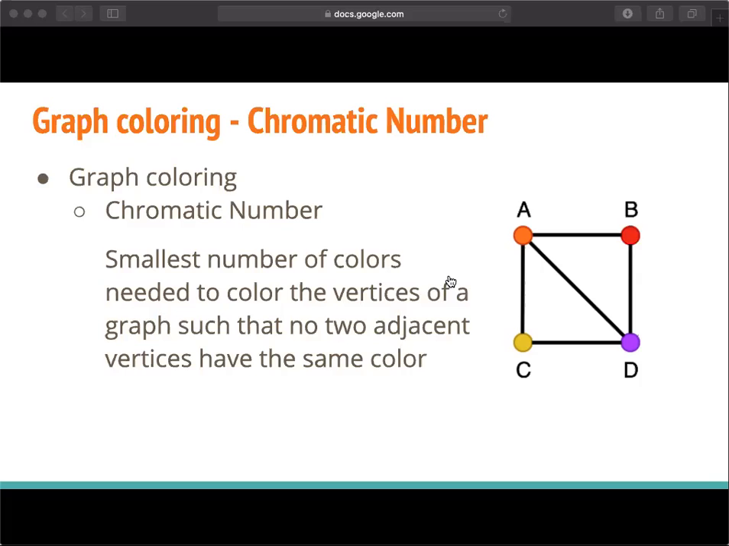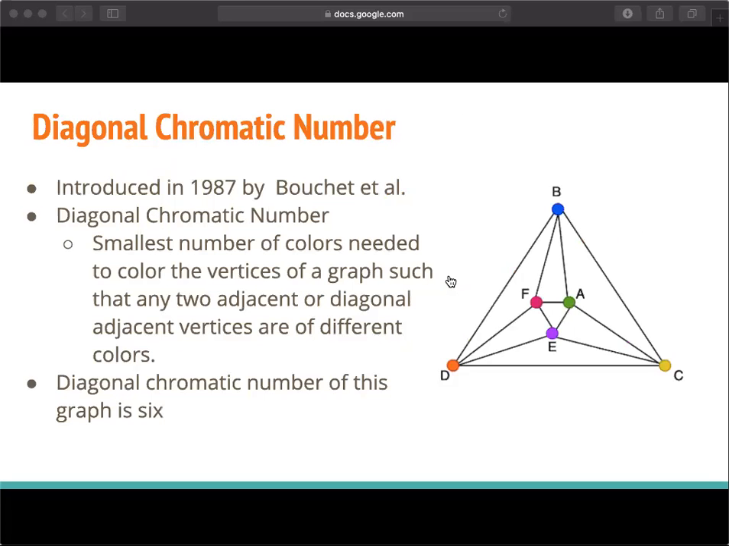However, you can reduce this number if we colored vertex C with the color red, because C isn't adjacent to B. So that means that the chromatic number of this graph is actually 3.